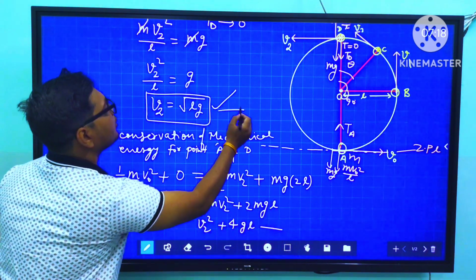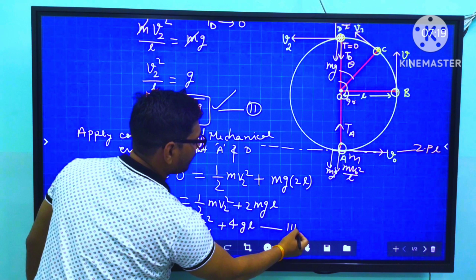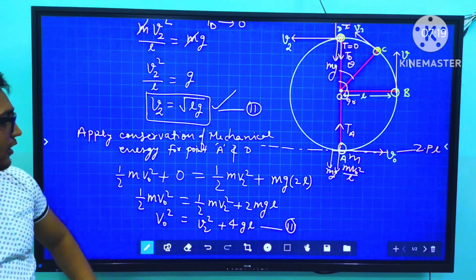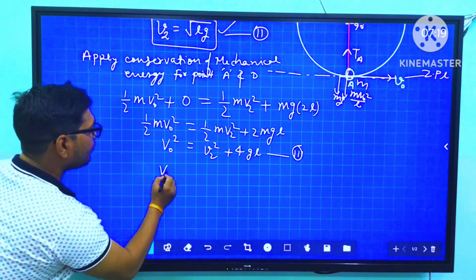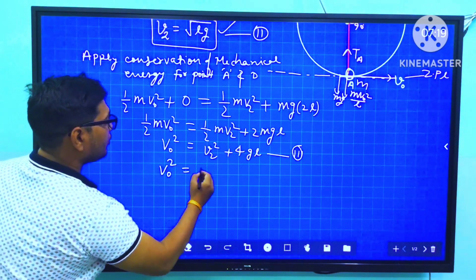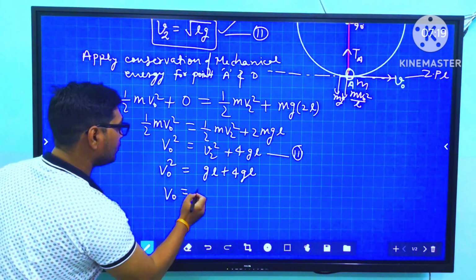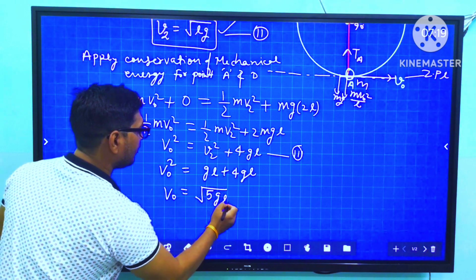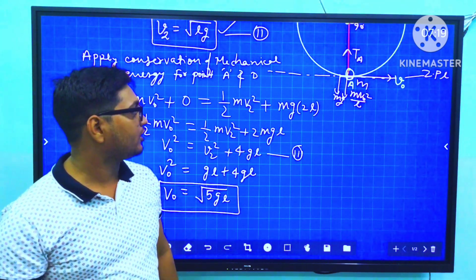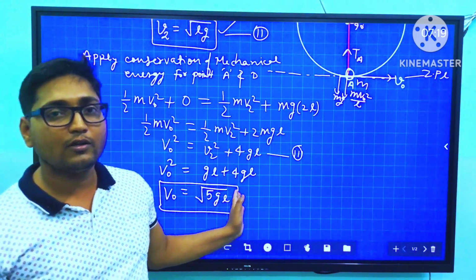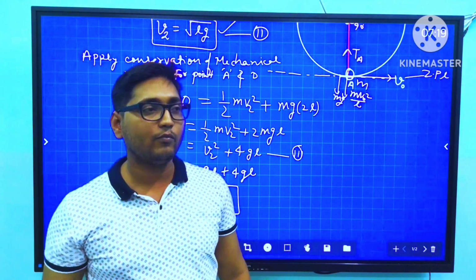Suppose this is the equation number, I think next one. So this one is the second one. I think this is the third equation. So I can place the value of v2 in this equation, and v naught comes out: gL plus 4gL, that is v naught is equal to under root 5gL. So this is the answer of the first part of the question, that is, this will be the minimum velocity that will be required by the ball to just complete its circular motion.